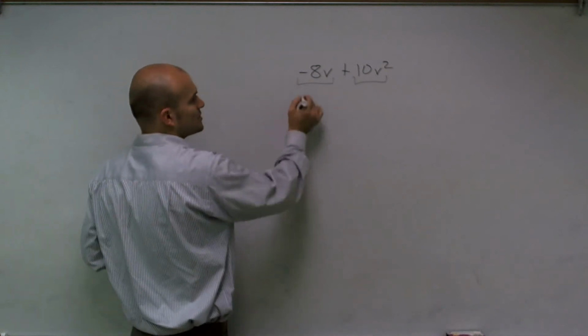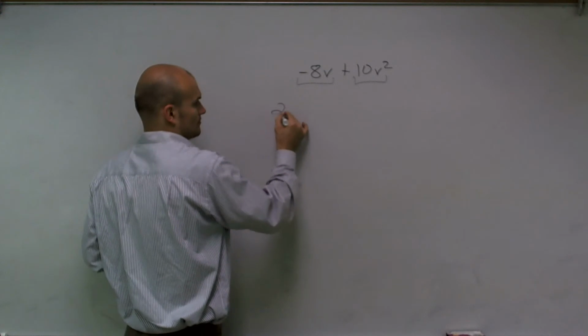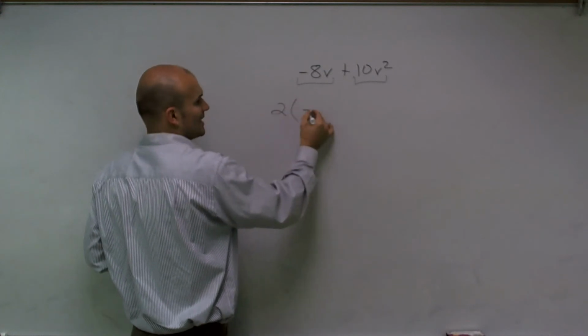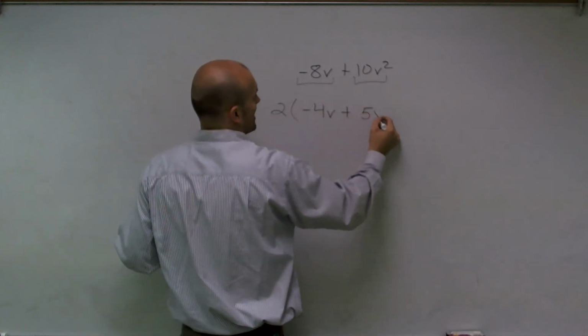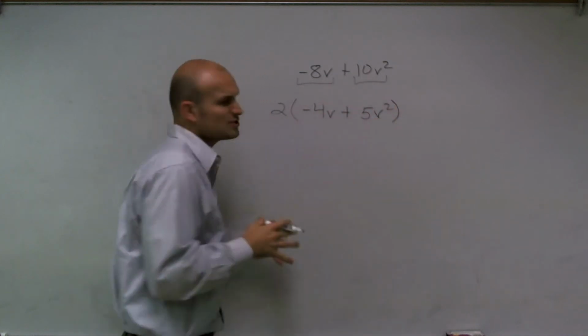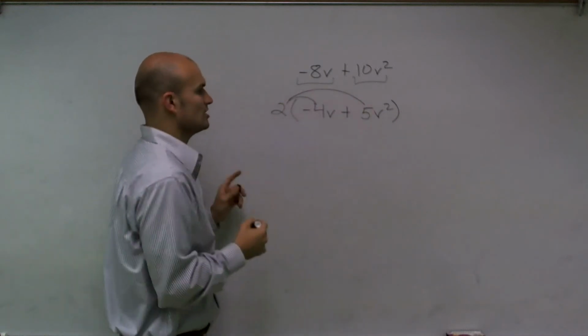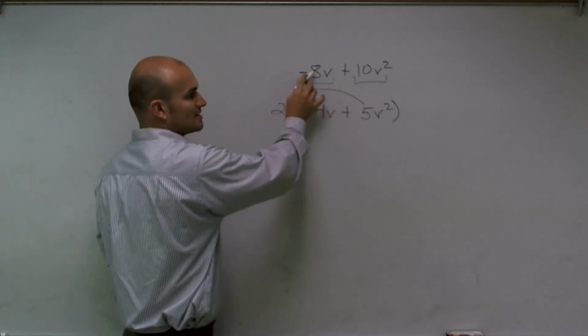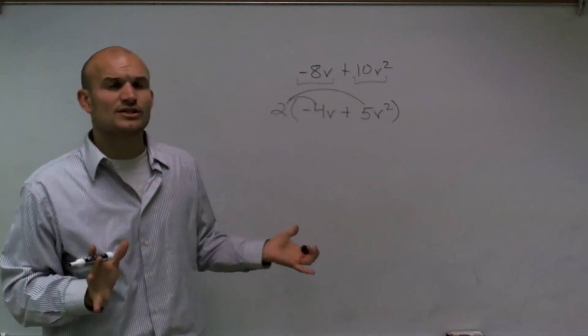So since they both share that 2, I'm going to divide that out. I'm going to divide a negative 8v by 2, which is just going to leave me a negative 4v, plus 10v squared divided by 2, which would be a 5v squared. Now, we can check our answer by using the distributive property again. 2 times negative 4v is a negative 8v. 2 times 5v squared is a 10v squared. So that's an easy way to check your work.